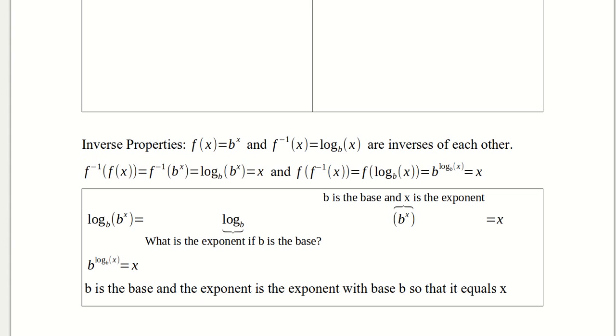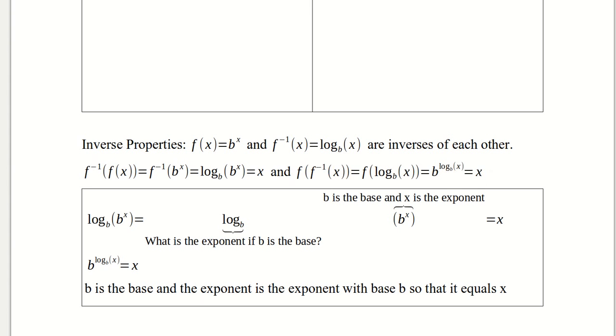Notice that we could do this in the other order. We could say f of f inverse of x, in which case we'd say f of the log base b of x. And as odd as it looks, that's b raised to the power log base b of x. The exponential and the log undo each other.